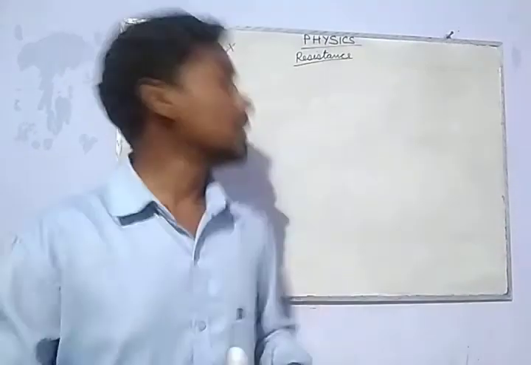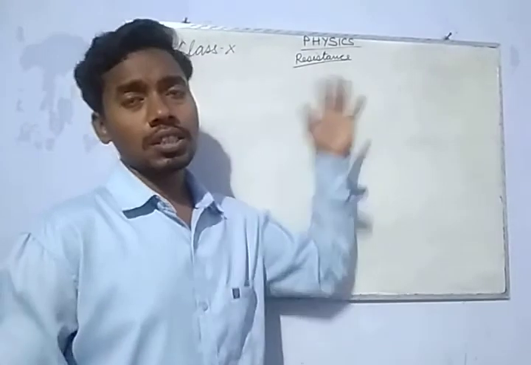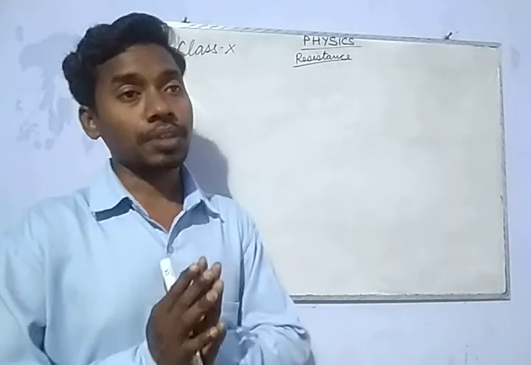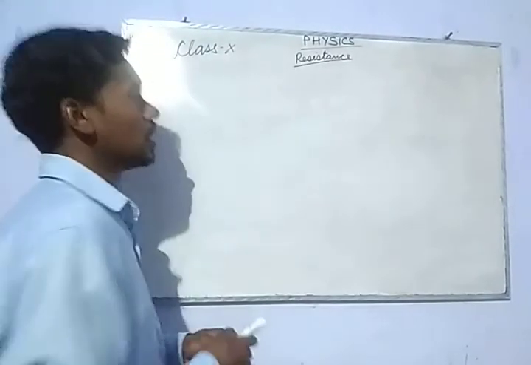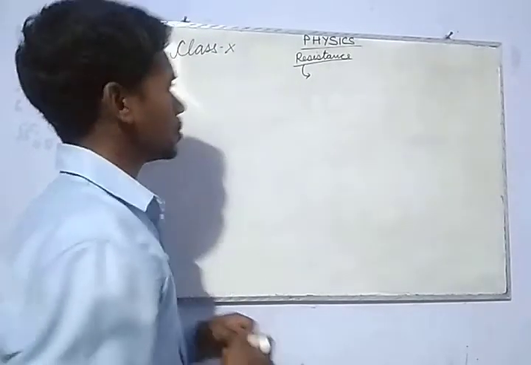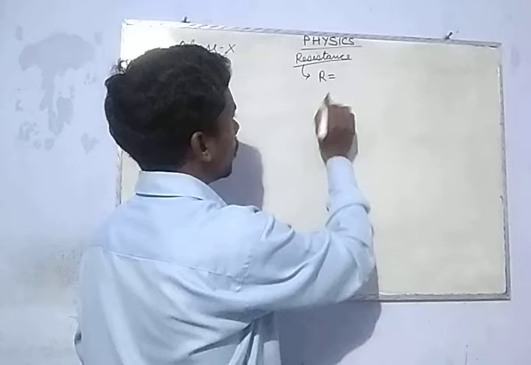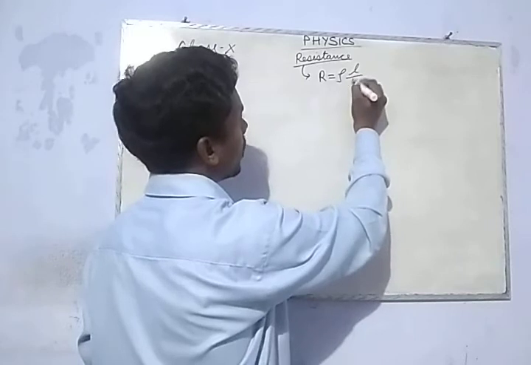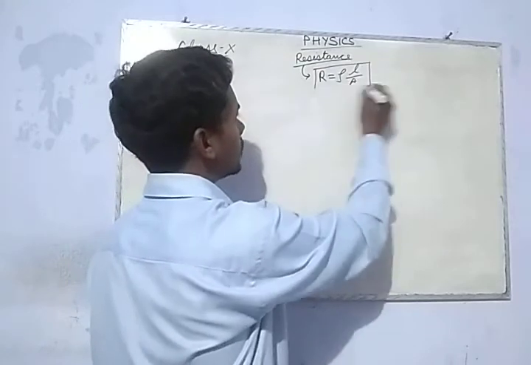So now we will deal with resistance. As I told you, it is the hindrance offered to the flow of current in a particular conductor. So that is the definition of resistance. Let us see the expression for resistance. The expression for resistance is rho L by A. So this is the formula for resistance.